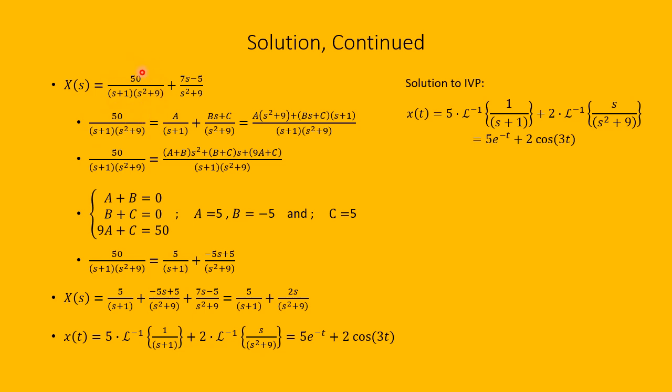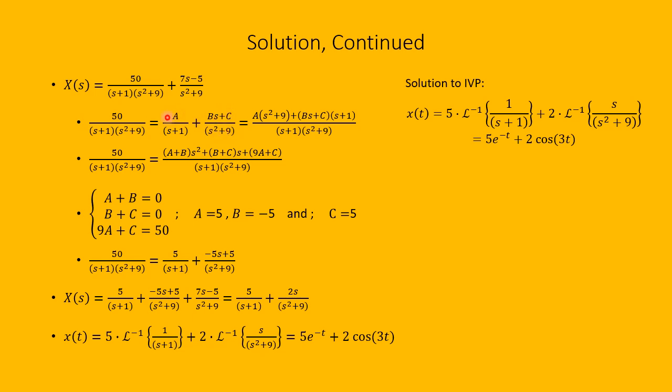We're just going to consider this part first. 50 over that denominator is going to be a constant A over s plus 1 plus a constant B times s plus C over s squared plus 9.